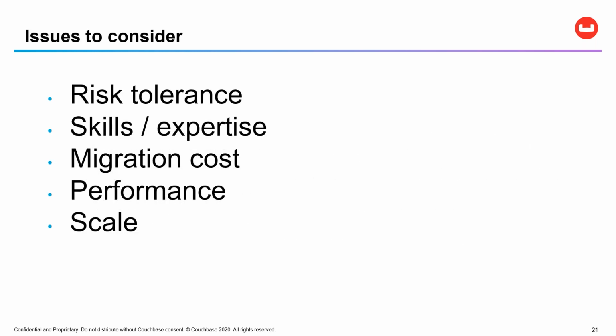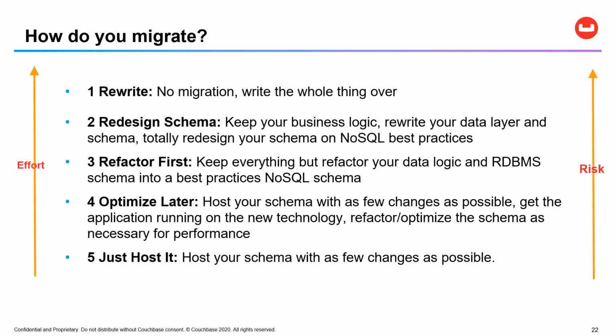When we strategize a move from relational to NoSQL, we need to think about some things. What level of risk are we willing to tolerate? What skills and expertise do we have in-house or do we have to acquire? What's the cost of migration? And what are our performance and scalability requirements? There's really different options we have when pursuing migration. This visual depicts the options on a scale from highest risk and effort to the lowest.